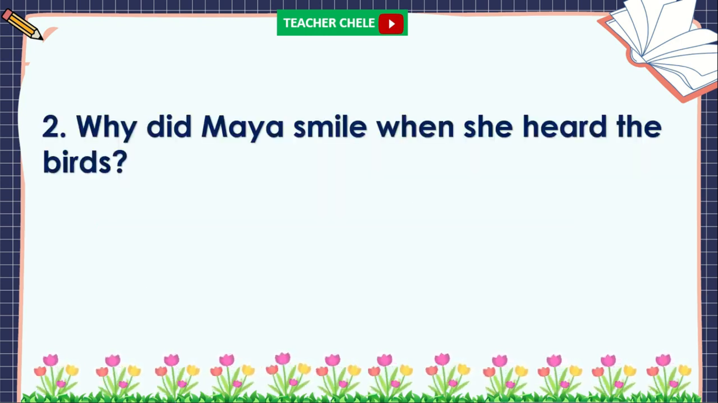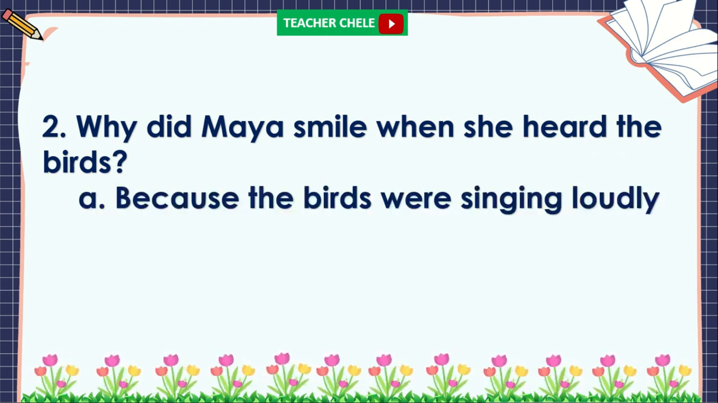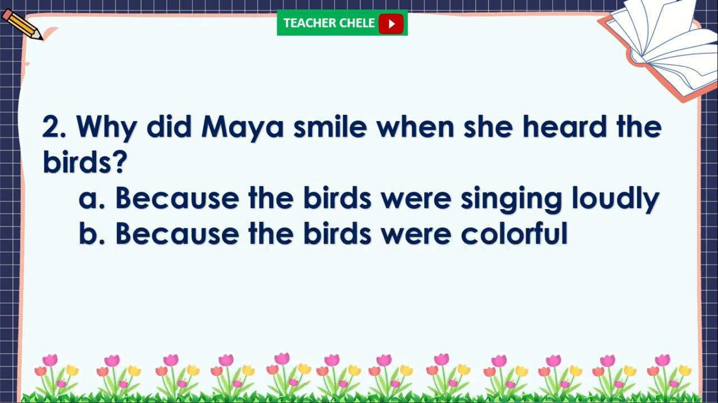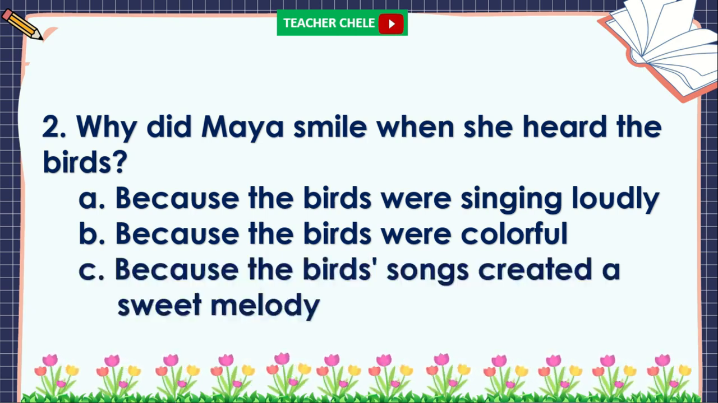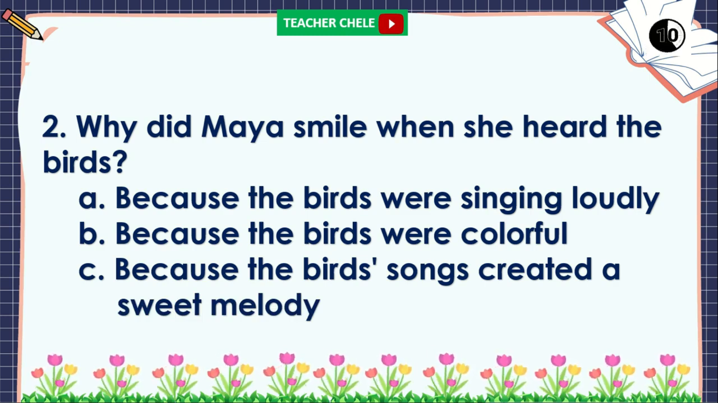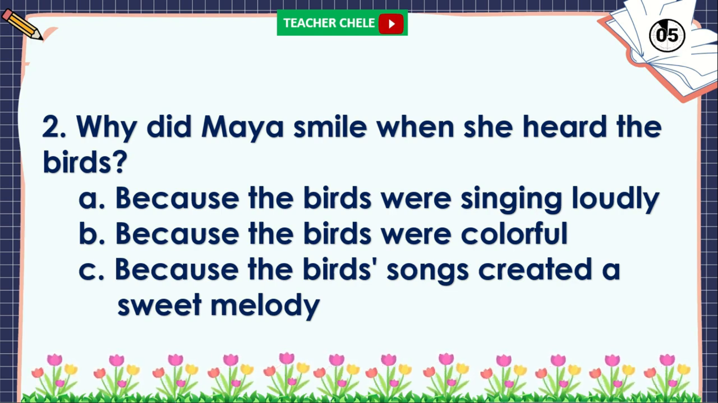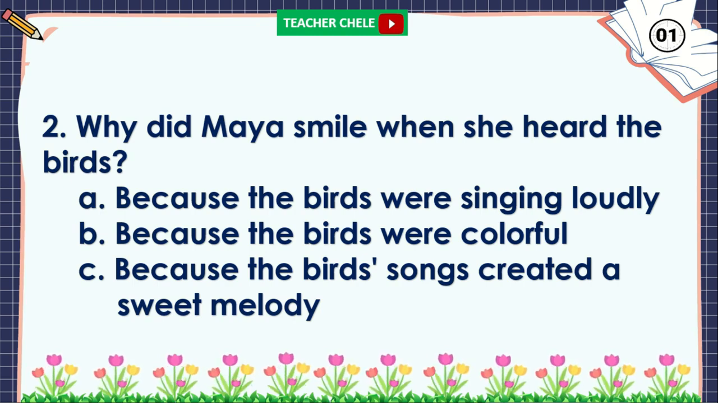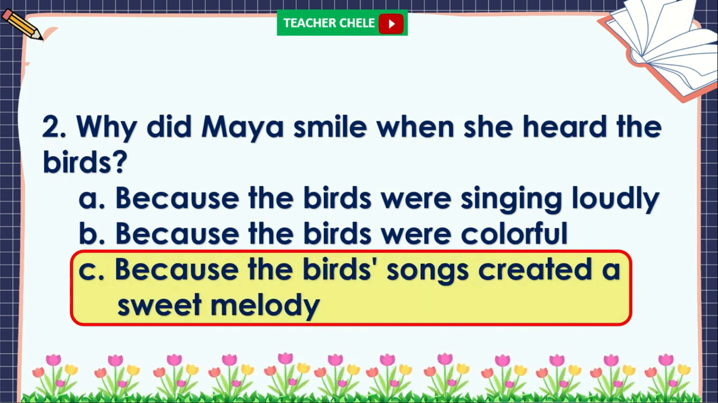Number 2. Why did Maya smile when she heard the birds? A. Because the birds were singing loudly. B. Because the birds were colorful. C. Because the birds' songs created a sweet melody. You're right. The correct answer is letter C, because the birds' songs created a sweet melody.